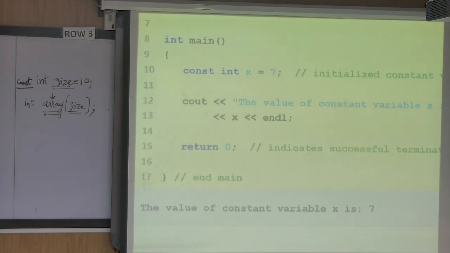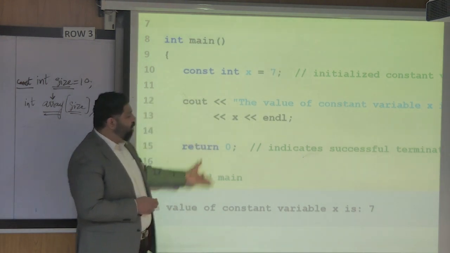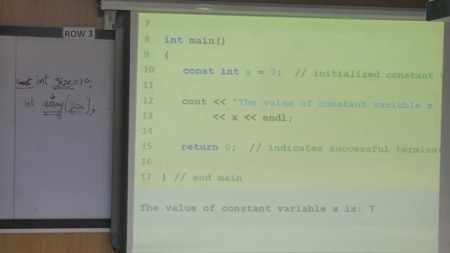It could be any variable, not necessarily size. It could be a variable x. Constant integer x equals 7. The value of the constant variable is of course 7. So this is the proper way of implementing a constant variable.